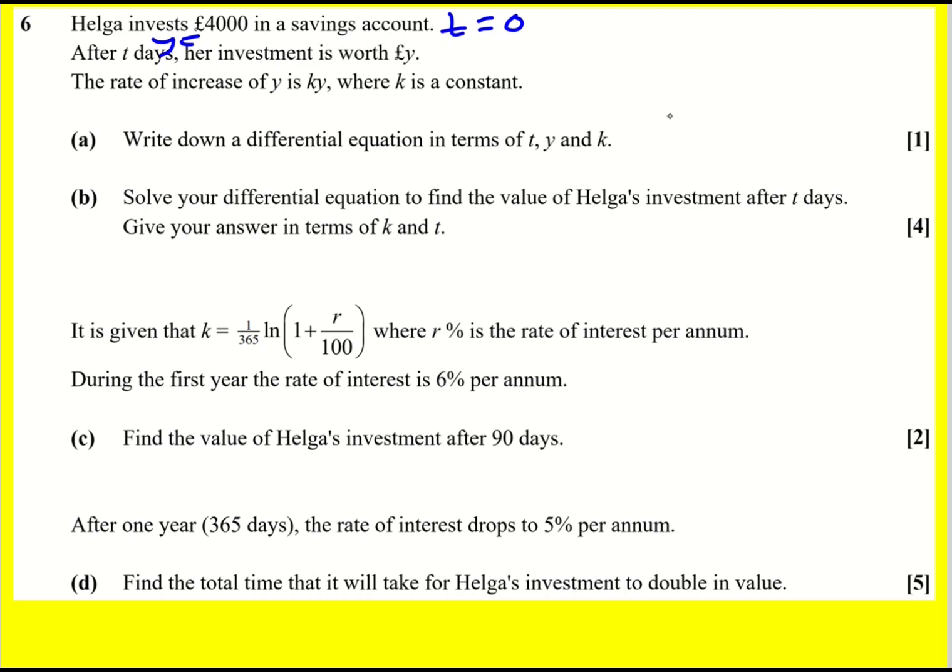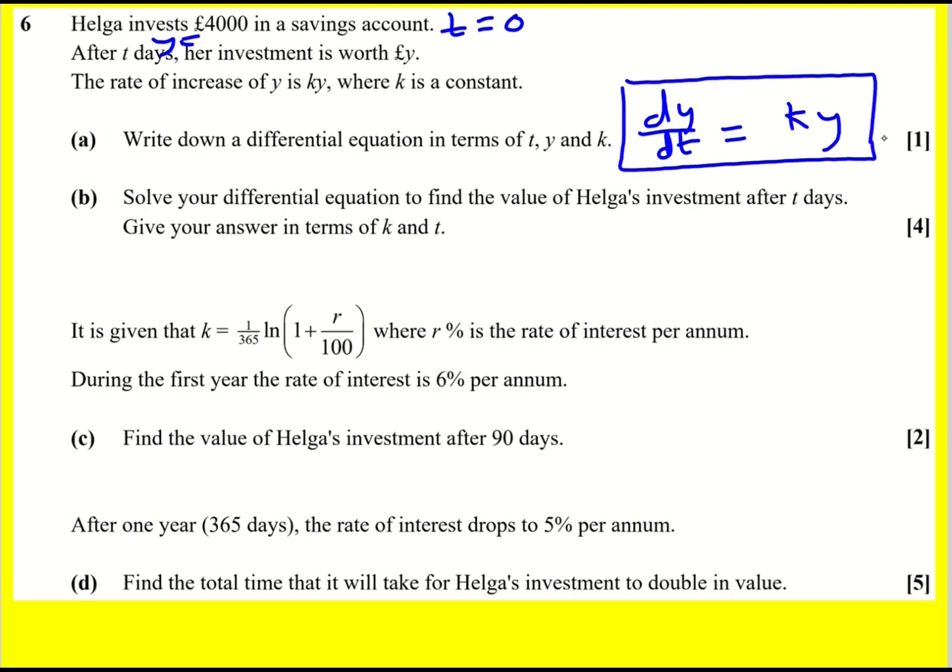So we're told the rate of increase, that is dy by dt. It means the rate of increase with respect to time is ky. So that ends up being our equation, in fact. And we'll have to solve it to find the value of Helga's investment after t days, giving our answer in terms of k and t.